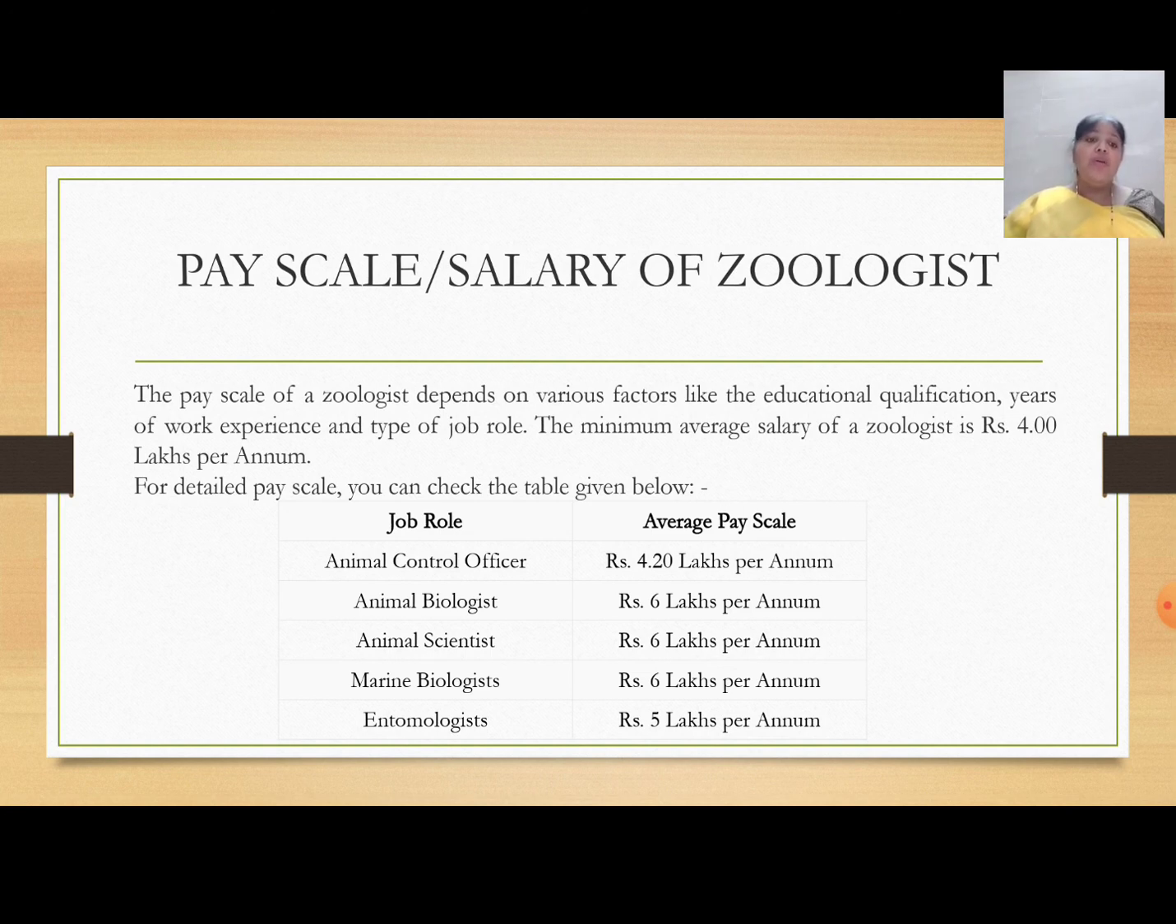If you're a marine biologist, if you're an entomologist, be skeptical about what sort of pay you might get, this is just an average pay scale. If you plan to go for a school teaching job, it is almost 5 to 6 lakhs per annum. If you're planning for a college job, it is more than 8 to 10 lakhs per annum. So it is up to you to decide what you want to do.